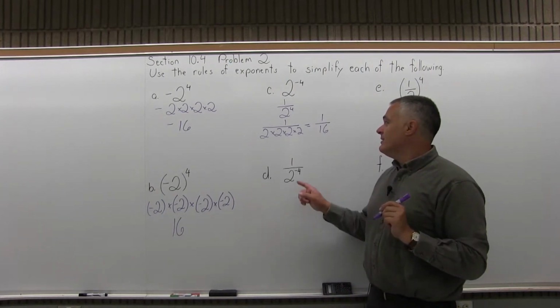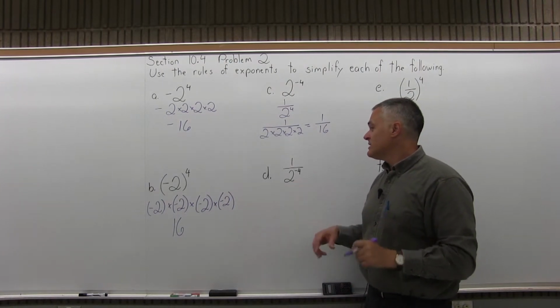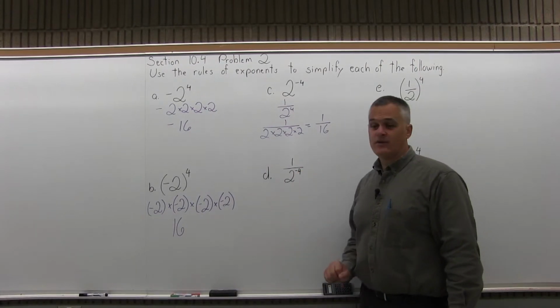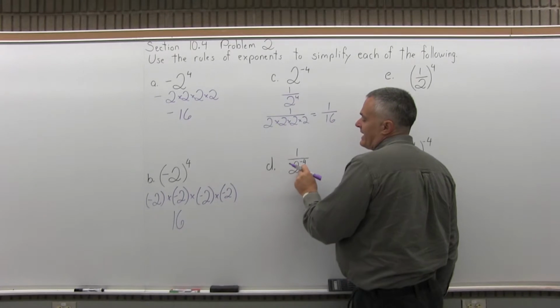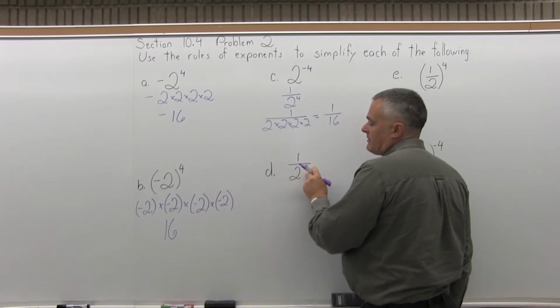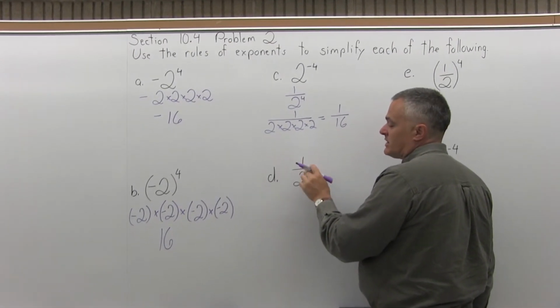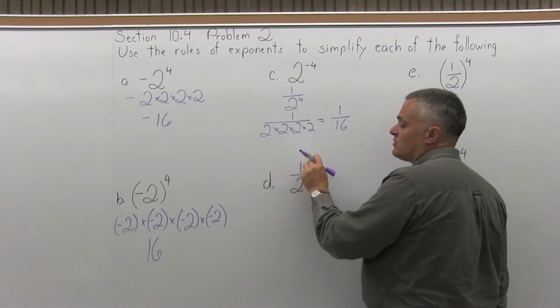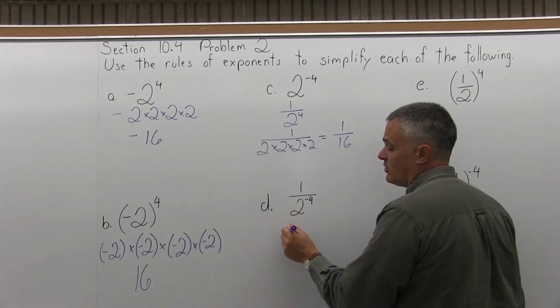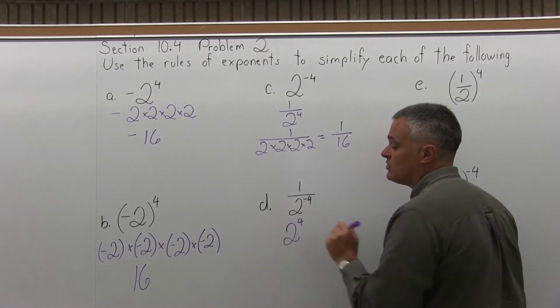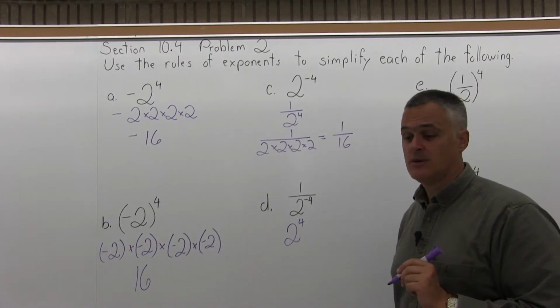Now, part D, again, they all look pretty similar. This is 1 over 2 to the negative 4th. So when the negative exponent occurs in the denominator, again, it's not that the value is positive or negative. It's telling you that you should move it to the other position. You should move from the denominator up to the numerator. So what you really have is 2 to the positive 4.